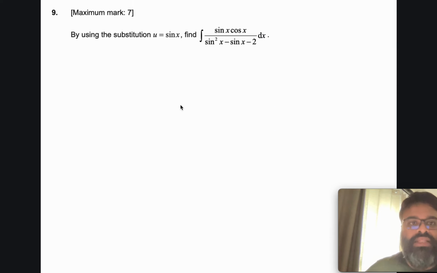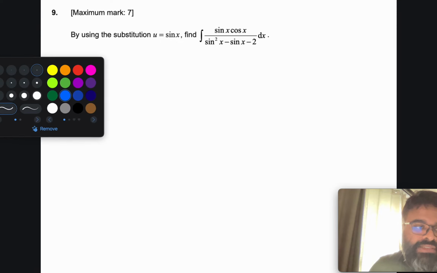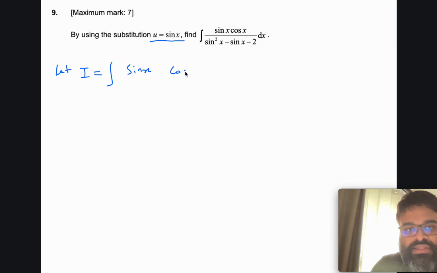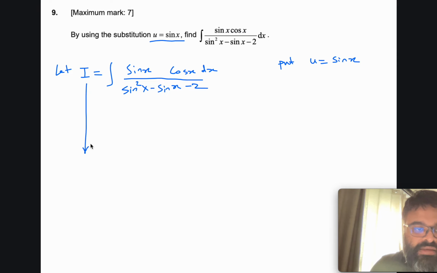Ninth question here. The ninth question is integration, and as IB will always tell you, use substitution u equals sine x and solve this integration. I like to call my integral I, which is the integral of sine x cos x dx over sine square x minus sine x minus 2. Now in this case, do the substitution u equals sine x, and we'll map this entire integral in terms of u.